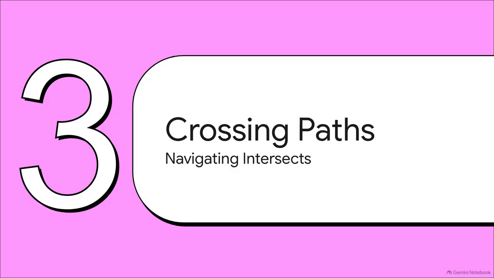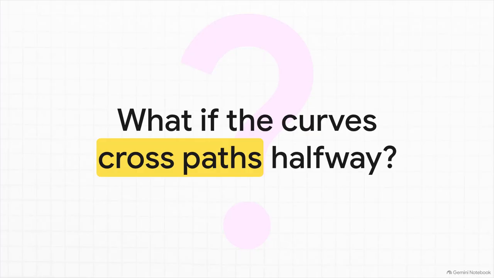Let's jump into section 3, when curves cross paths, navigating intersections. Now we're getting into the really fun stuff. We know the whole top curve minus bottom curve drill. But what happens if our curves cross paths halfway through our region? This is a classic exam trap. If you've ever felt the absolute frustration of setting up a massive integral perfectly, only to get a negative area at the end, yeah, this is exactly why it happens.